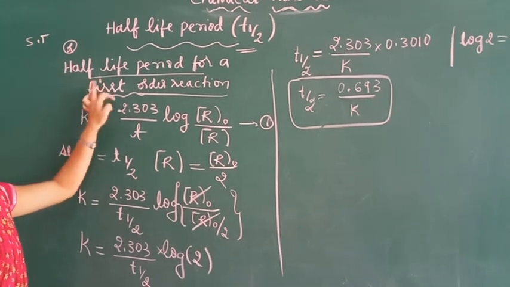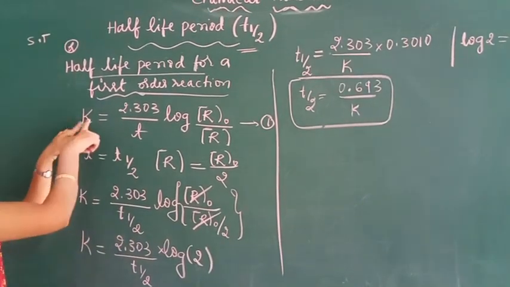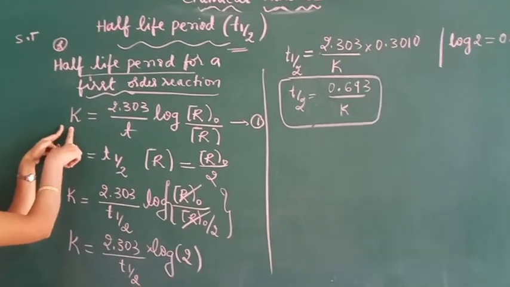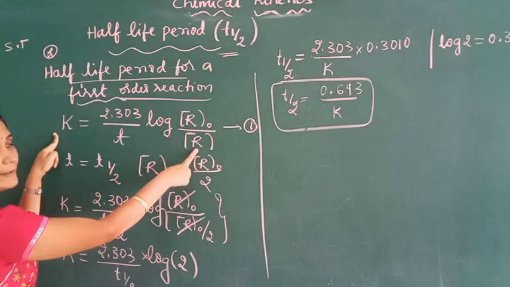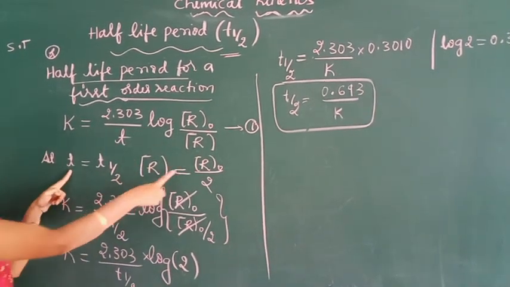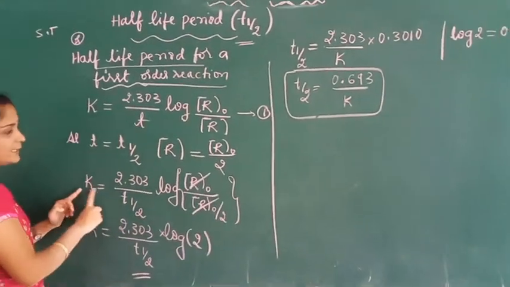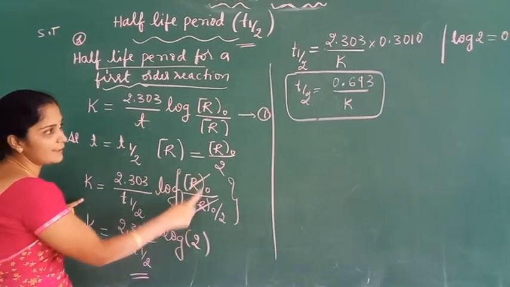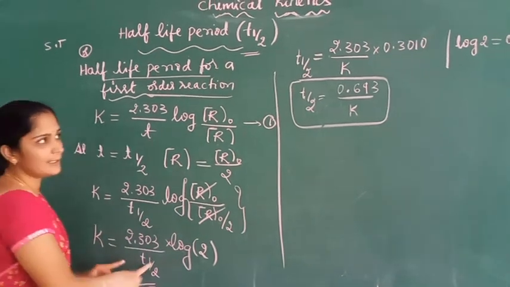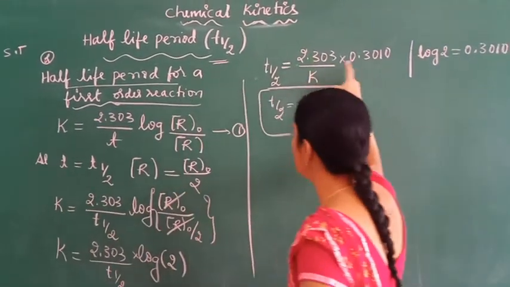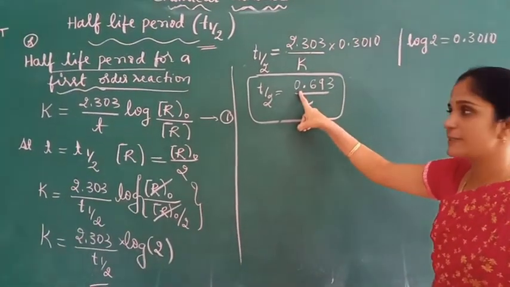So the half-life period for a first order reaction can be derived like this. First consider the integrated rate constant expression for a first order reaction, that is K equals 2.303 by t log of R naught divided by R. At t equals t half, the concentration becomes R naught by 2. Substituting these two values in equation number 1, we get K equals 2.303 by t half log of R naught divided by R naught by 2. On simplification we get log 2. So we have to calculate t half. Therefore t half equals 2.303 by K into log 2, whose value is 0.3010. On multiplication we get 0.693 by K.